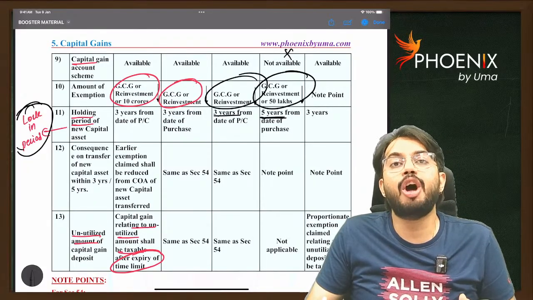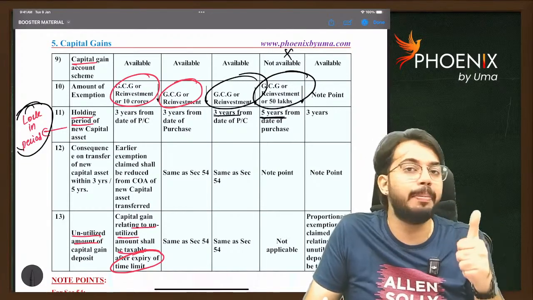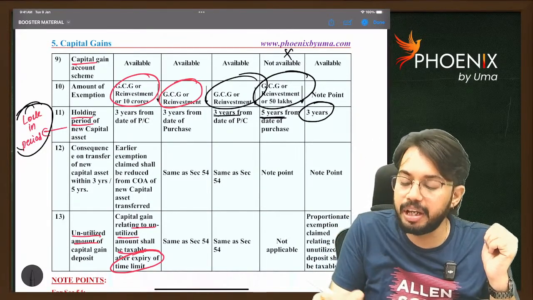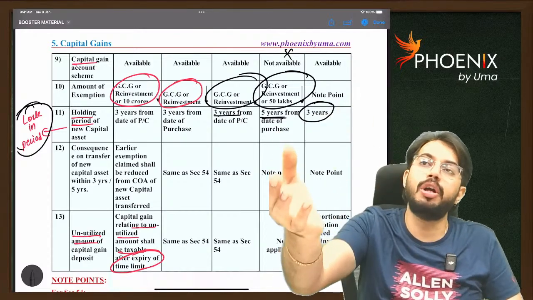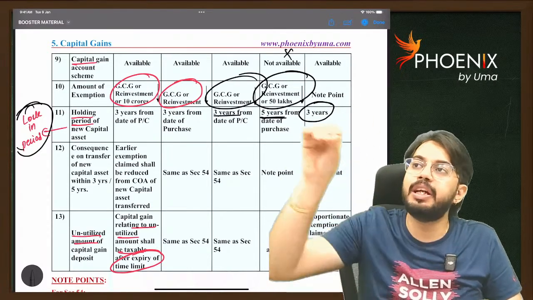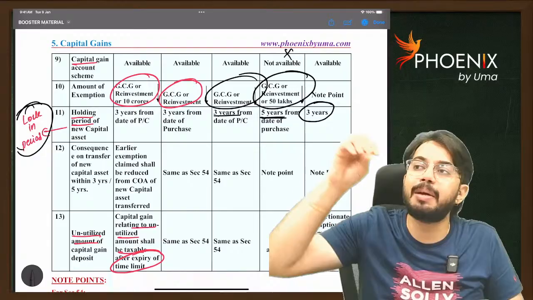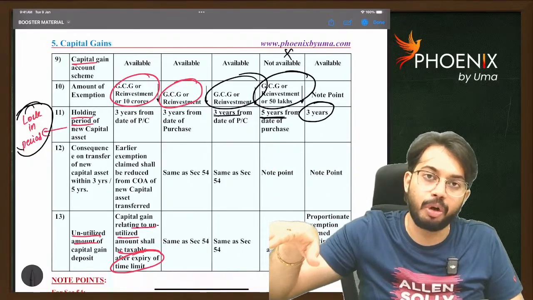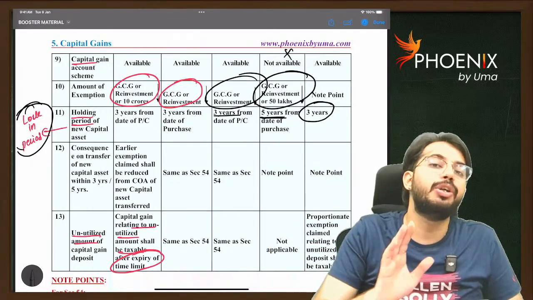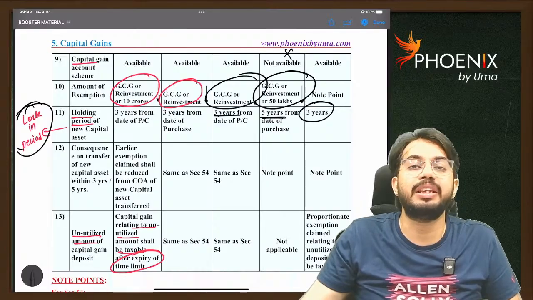Sir, is there any lock-in period? Yes, there is a lock-in period. Lock-in period is 3 years. That means I sold gold, I got money, and I invested in house property. Whatever the amount that I invested in house property, I purchased a new house. Now, the new house should not be transferred within 3 years.